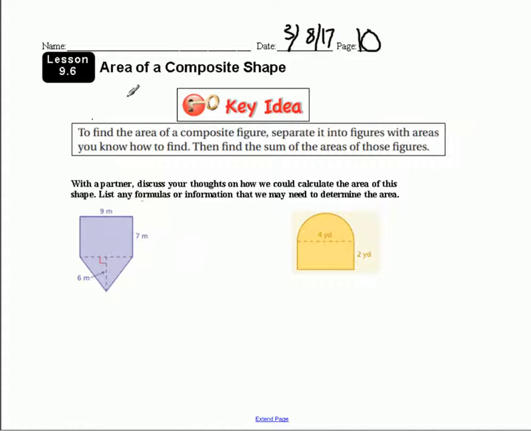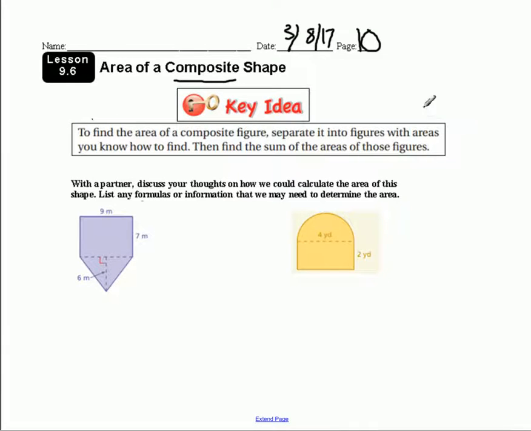Alright, so today we're talking about the area of a composite shape. Now we've talked about this word composite before when we talked about perimeter of a composite shape. A composite shape is just a figure that has combined more than one shape.